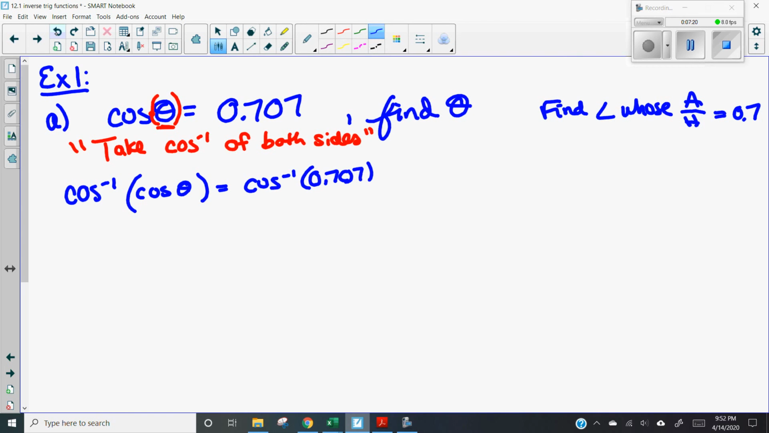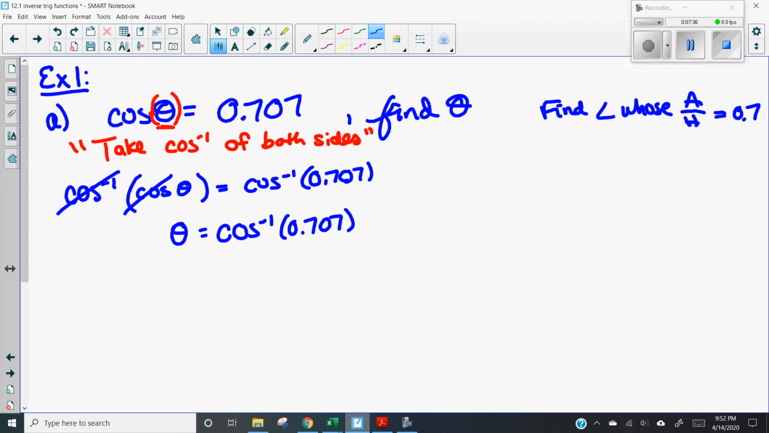Now, here's why we do this. These cancel each other out. So we're left with theta all by itself. Okay, and theta is equal to inverse cosine of 0.707. That can go right in the calculator.